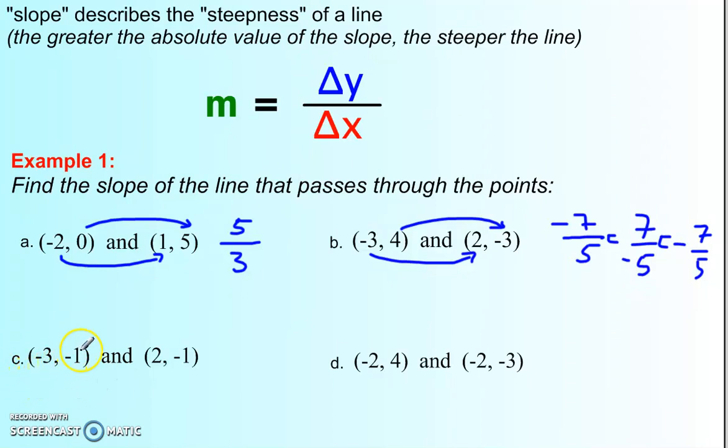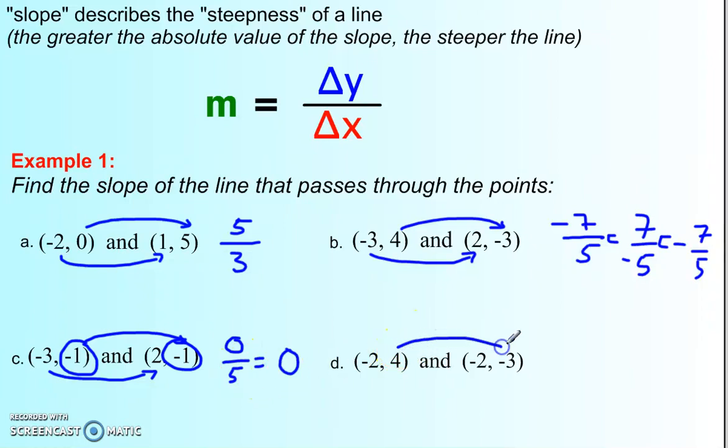Now, example C, we got to change from negative 1 to negative 1. We don't add anything or subtract anything, so that's 0 over, and here we have to add 5. 0 divided by anything is always 0. So notice if there's no change in y, that gives us a 0 slope.